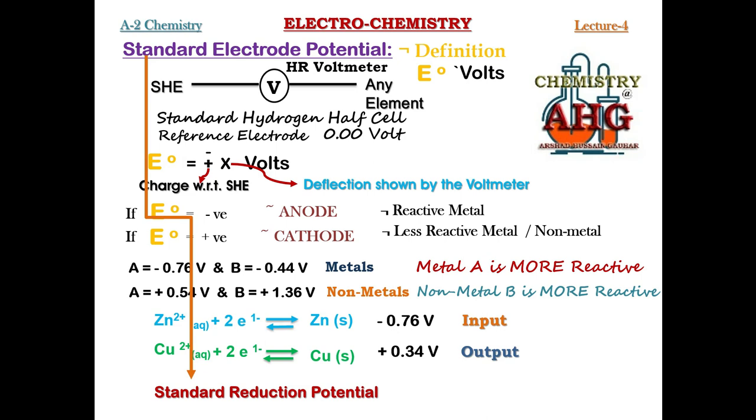But compared to zinc, copper can undergo reduction easily because it is a less reactive metal and it will produce some voltage on its reduction. So this is how you must be able to gather information from standard electrode potential values of different half cells. Now next we are going to study the applications of standard electrode potentials.